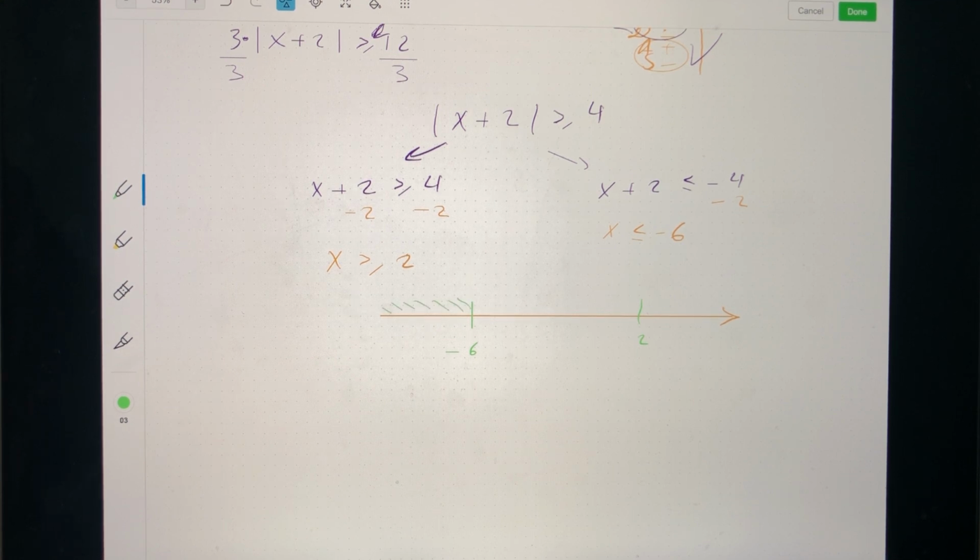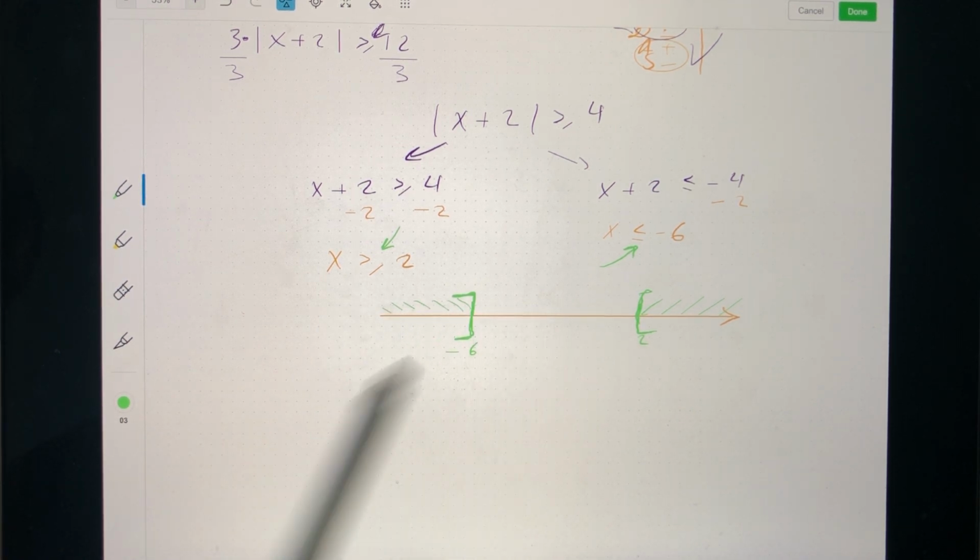And since we have an equal sign, we have a bracket as opposed to a parenthesis. Now, on the other side, we have greater or equal to 2. Greater or equal is to the right, so it also has a bracket because of the equal sign. So this is what the diagram looks like.